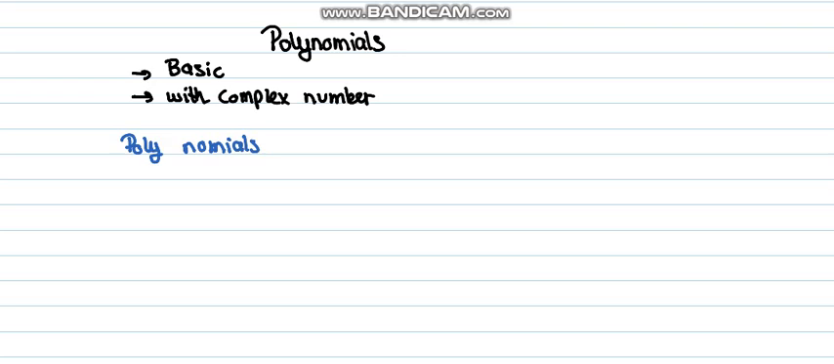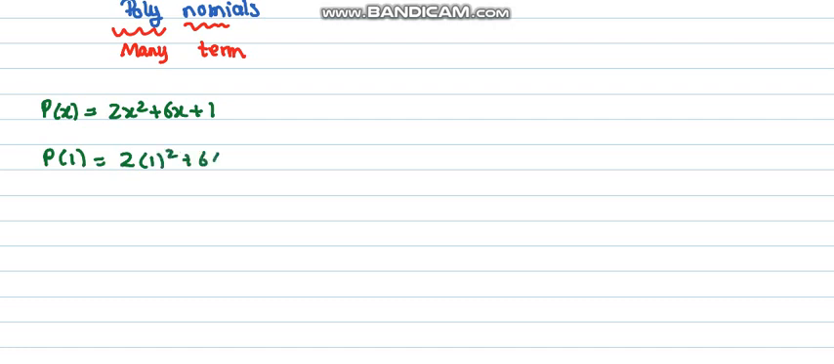The term poly means many, and the term nomials means term. For example, I consider a polynomial p of x is equal to 2x squared plus 6x plus 1, and I need to find p of 1. So what I will do is replace x with 1: 2 times 1 squared plus 6 into 1 plus 1. So this will become 2 plus 6 is 8 plus 1 is 9.